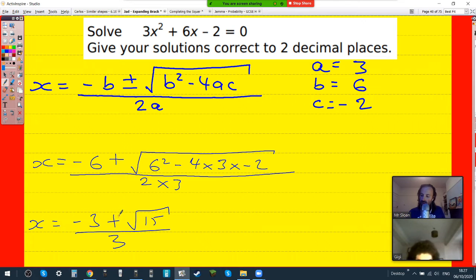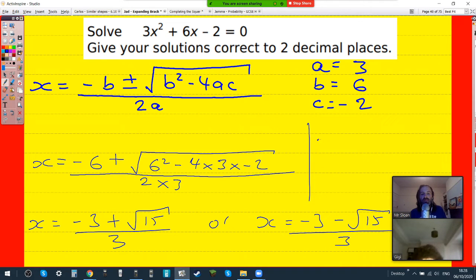So minus 6 minus root 6. Hold on. Your other answer will be minus 3 minus root 15, all over 3. And what's the short way of writing that?